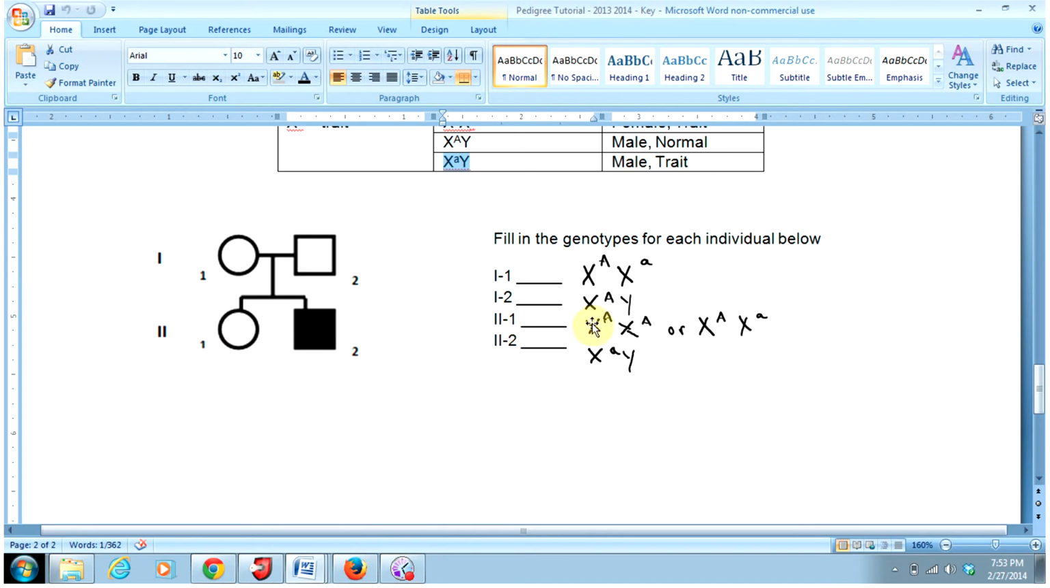The only one that we can't figure out is the daughter, individual 2-1. She gets an X big A from her dad, but she could get either an X big A or an X little a from her mother. So she has 2 possible genotypes, X big A X big A, or X big A X little a.